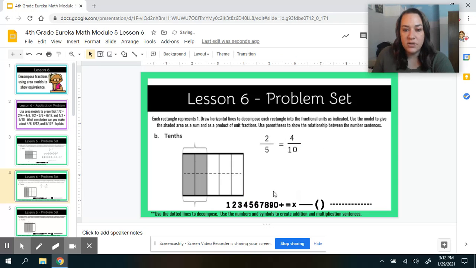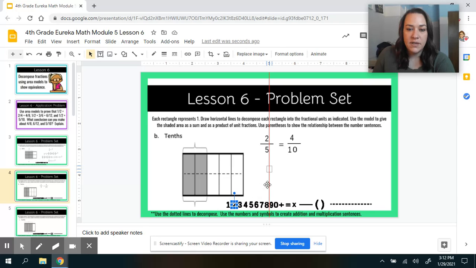And it wants us to do that multiplication sentence like we did last time. So 2 fifths is equal to, how many tenths did we have? We had 4. So we're going to take 4 times 1/10.